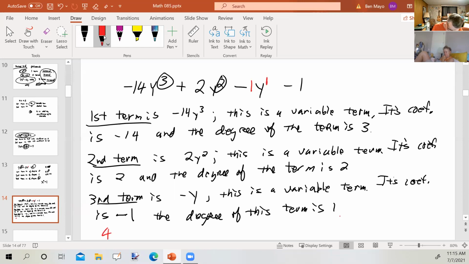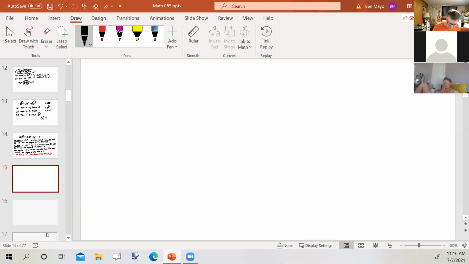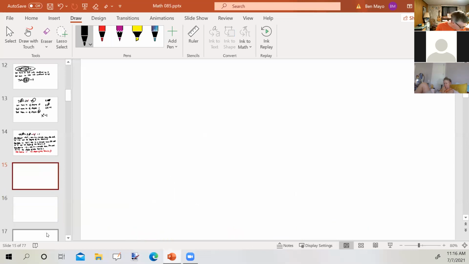And what's the fourth term? Fourth term is negative 1. This is a constant term. Its coefficient is negative 1. What's the degree of this term? 0. Good job. 0. You passed. Excellent. Okay. Now, let's see here.